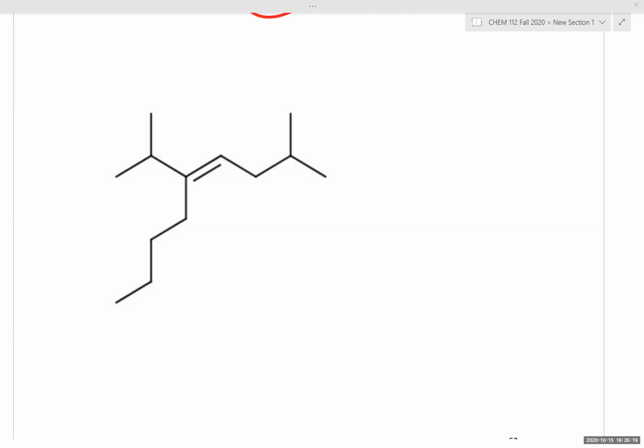our recording now. So let's continue our discussion. And in this case, we are looking at assigning the stereochemistry of an alkene as Z or E.